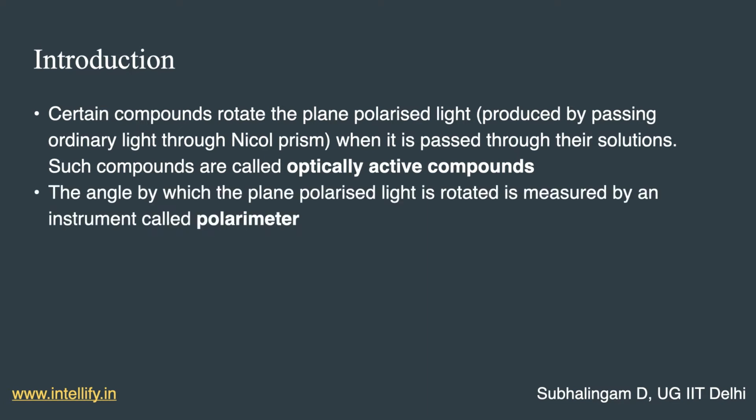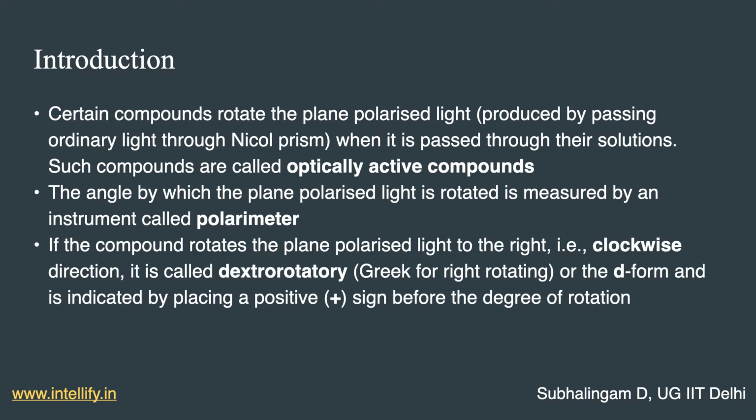The angle by which the plane polarized light is rotated by such optically active compounds is measured by an instrument called a polarimeter. If the compound rotates the plane polarized light to the right, that is in the clockwise direction, it is called dextrorotatory, and we represent it by the d form. It is indicated by placing a positive sign before the degree of rotation. For example, we say that this compound has rotated the light by plus 5 degrees or plus 10 degrees.